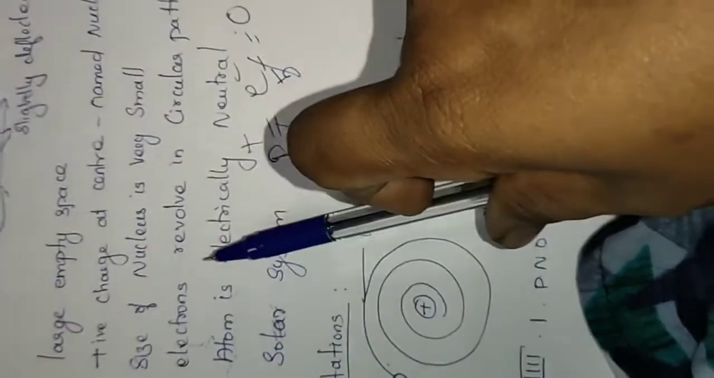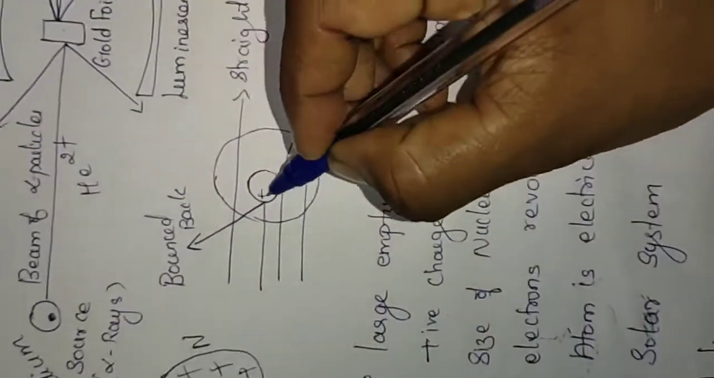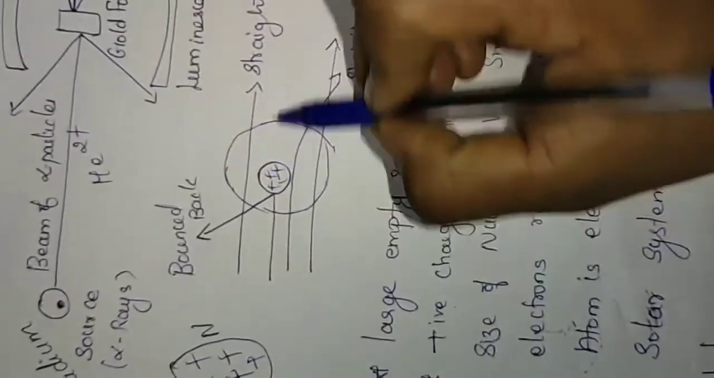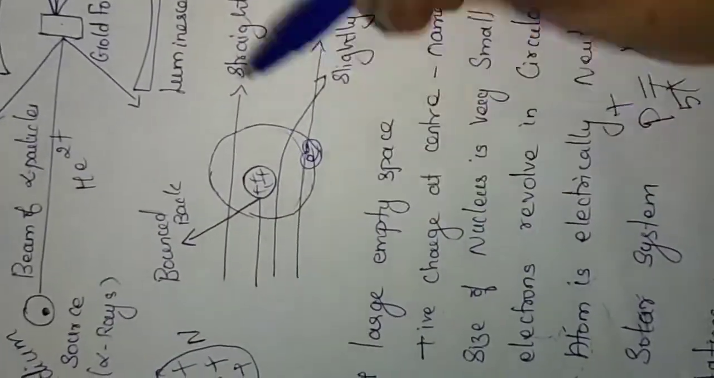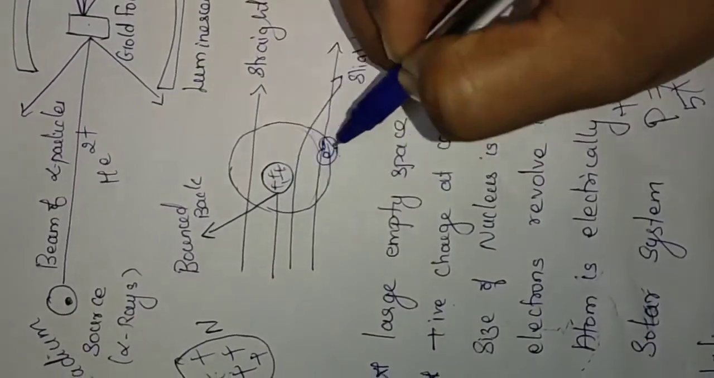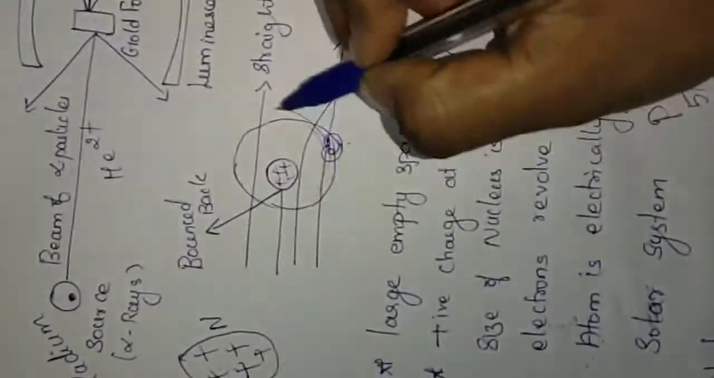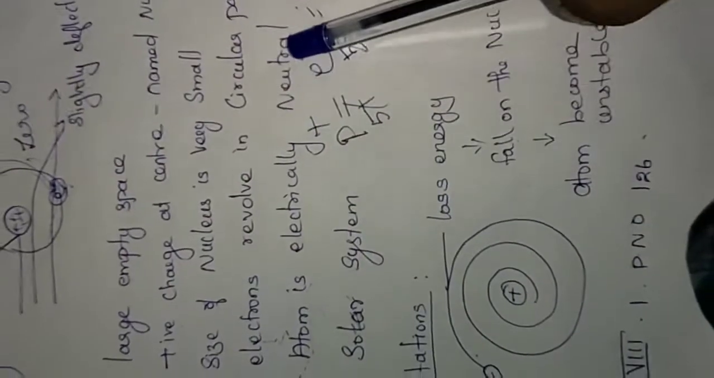The center part only has what? Positive charge, fully positive. Here is empty space surrounded by the electrons which rotate in the circular path. So the number of protons and the number of electrons: here 4 positive means here 4 negative. So the total charge of the atom is said to be 0. So the atom is electrically neutral.